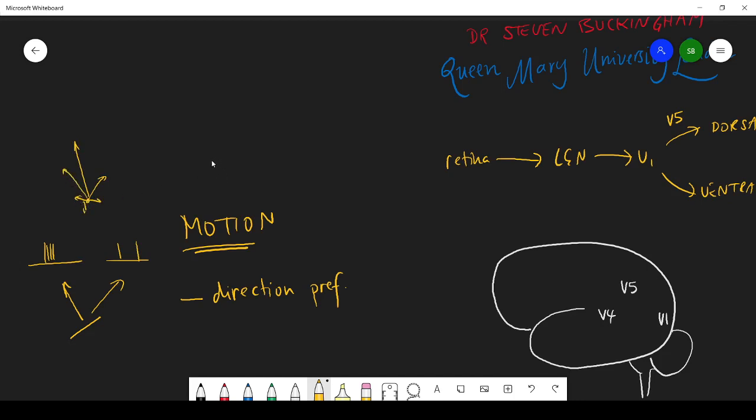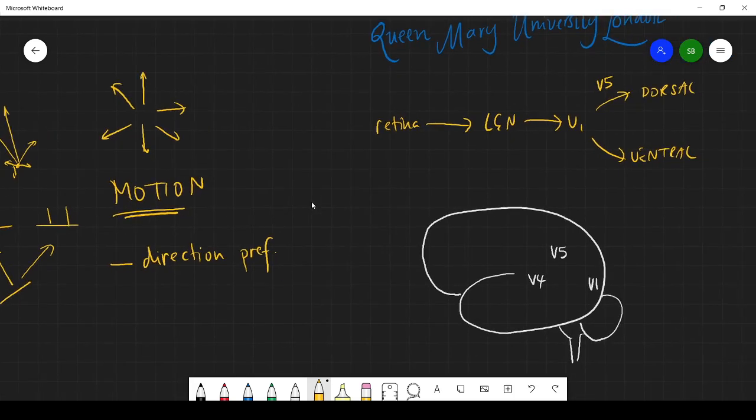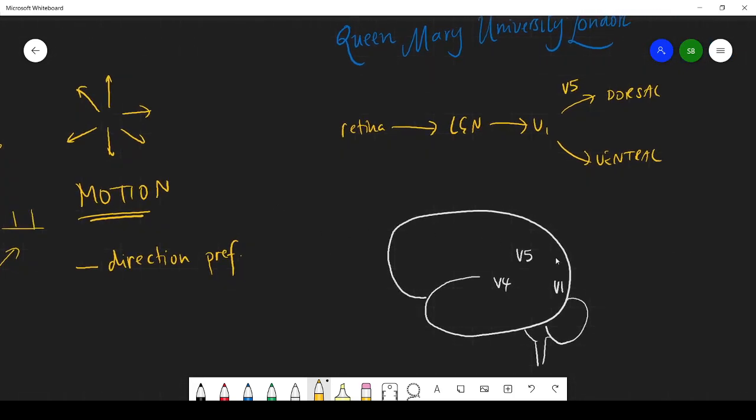You get some cells that even like the motion to be coming out in a radial direction, so like dots exploding from a point. So that's what's special about V5. How does that differ, though, from the motion sensitivity that we saw in V1? Well, let me give you an example of that with this illustration I'm about to show you.